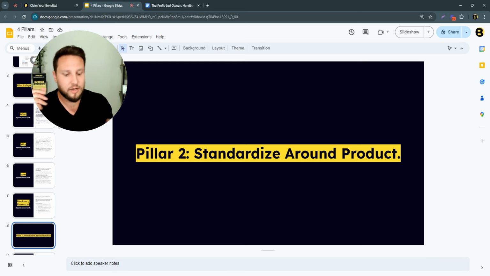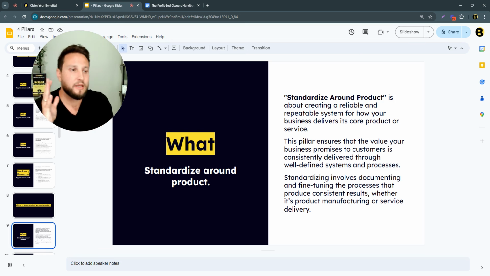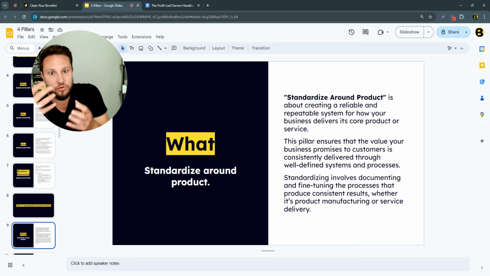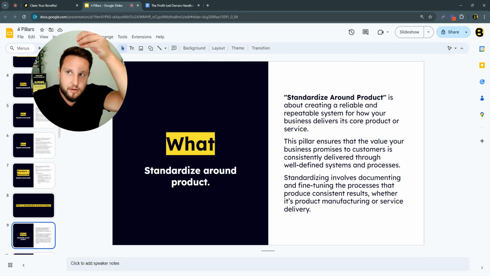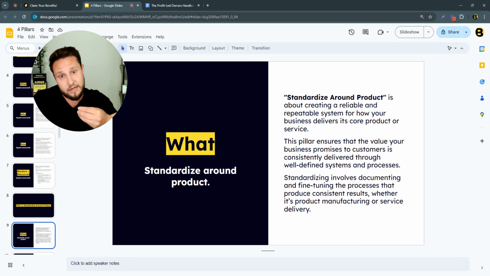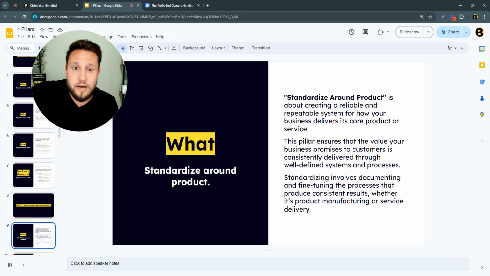So when we talk about standardizing around product, what do we mean? We mean that it's about creating a reliable and repeatable system for how your business delivers its core products or new products or services, solutions to your customers, right? And a great way to think about it is how money flows through your business, right? How you acquire customers, what you sell customers, how you deliver what you sell to customers, and how you retain customers and hopefully get more customers. If you follow that, realistically, that's what we're standardizing around, like the throughput of the business.